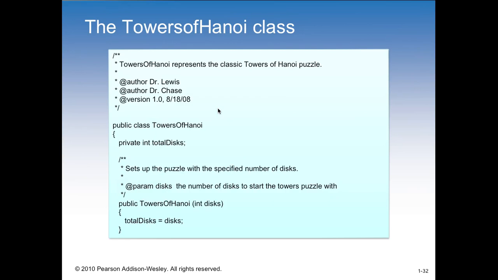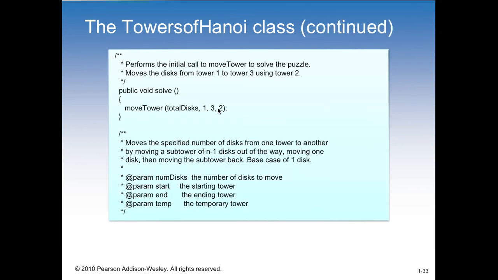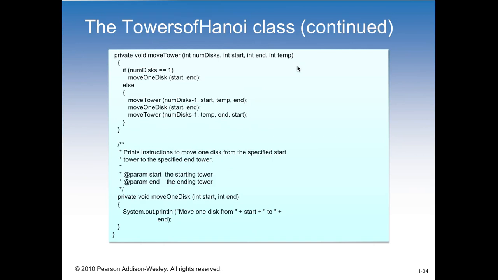This is totalDisks, totalDisks. And here we have moveTower. MoveTower is up here, with the number of disks, starting position, end position, and the temporary position. Where we're going to say, if the number of disks is equal to 1, we're down to the last disk. That's the base case. Then we're going to move one disk. So this is what I would consider an indirect recursive solution, because we're calling other methods. We're not calling the first solution actually called the same function or method over and over. So it would be considered a direct recursive solution.